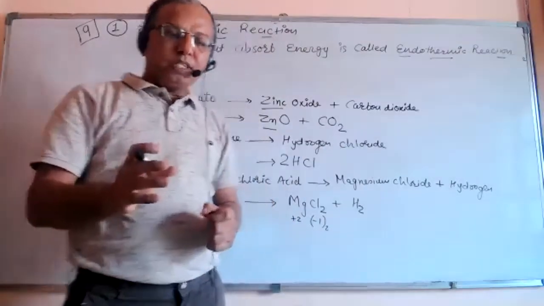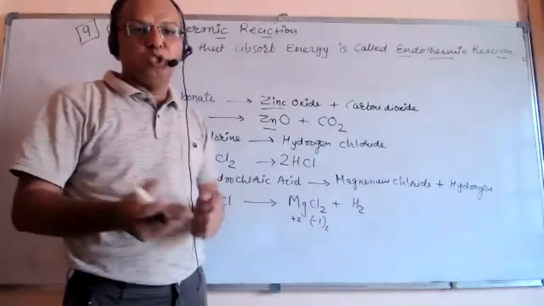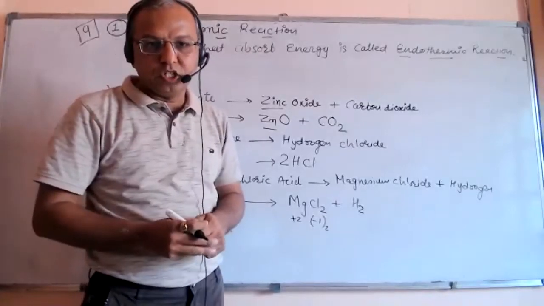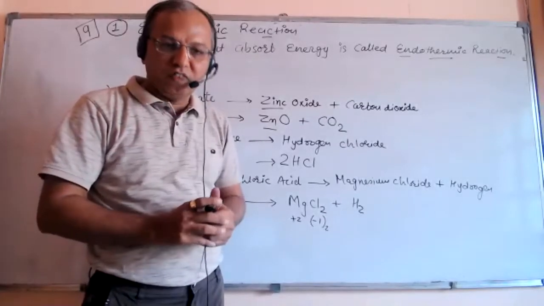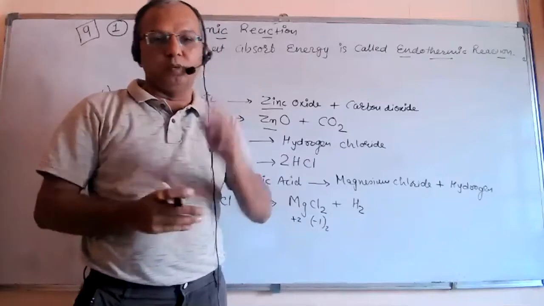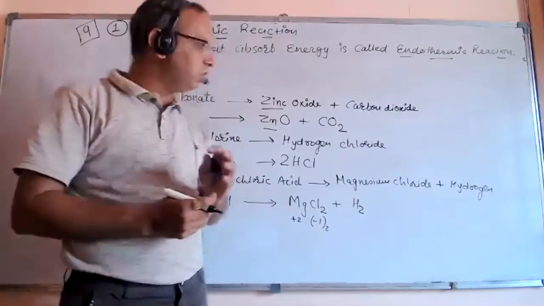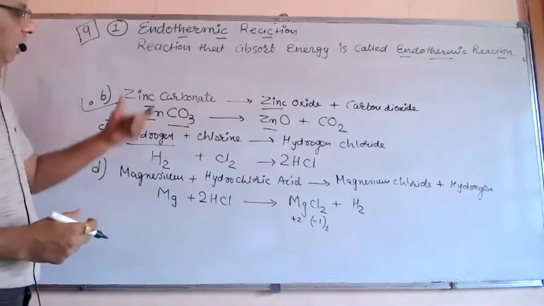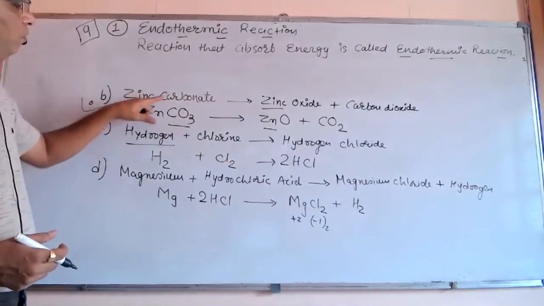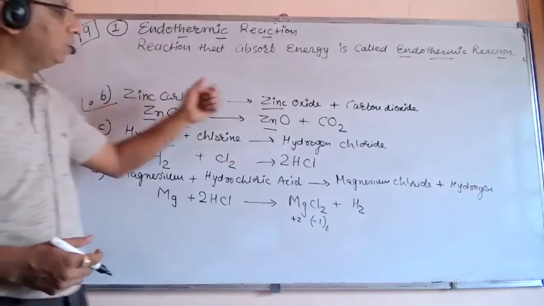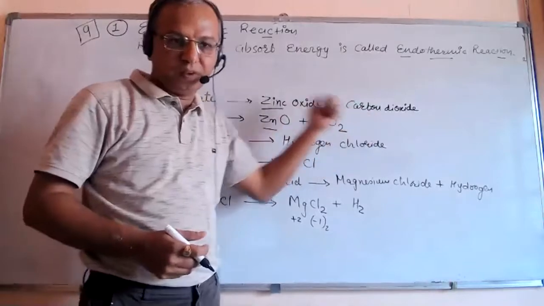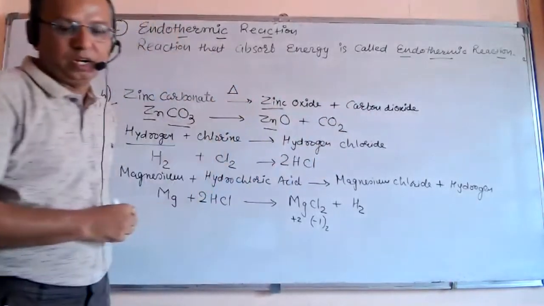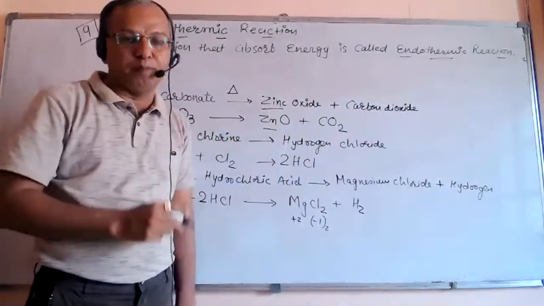Most of the reactions, friends, in which decomposition is taking place, one to many substances are formed, it is called endothermic reaction. This is the example of endothermic reaction. Friends, if we want to decompose, or if we want to release zinc oxide and carbon dioxide from this, we have to put energy here. This is delta, sign for temperature.